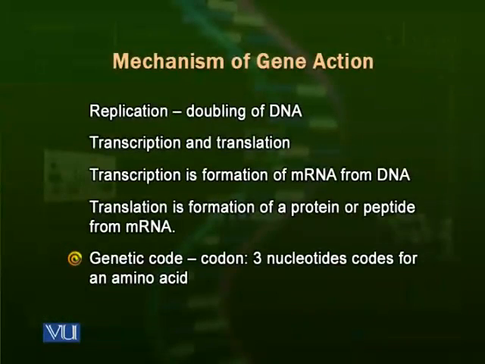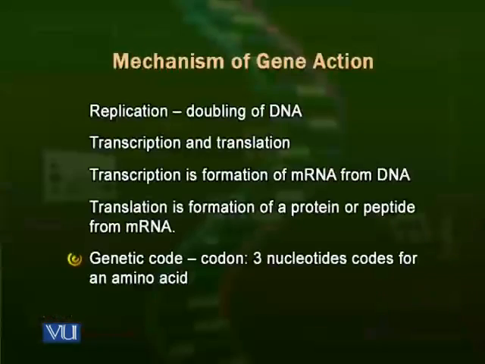Then there is another related term called genetic code or codon. Three nucleotides in the DNA code for an amino acid. As we know, proteins consist of amino acids. Amino acids are the basic units of proteins. Amino acids join together to make protein. And three nucleotides combined together code for an amino acid. We call this the genetic code or codon. So a codon is a triplet code that instructs the attachment of an amino acid to a peptide chain.